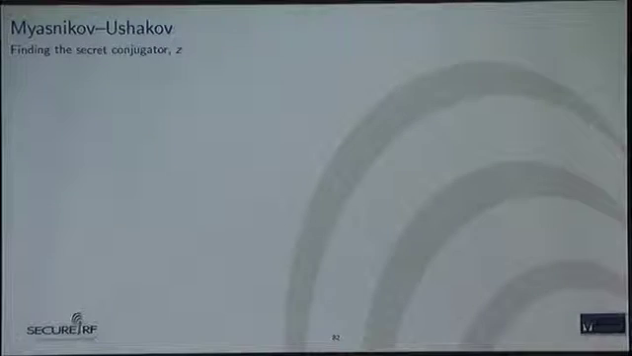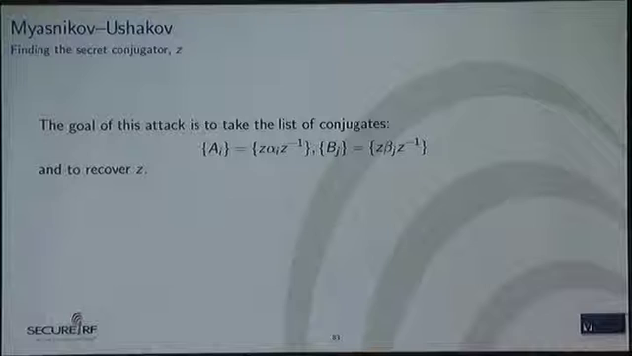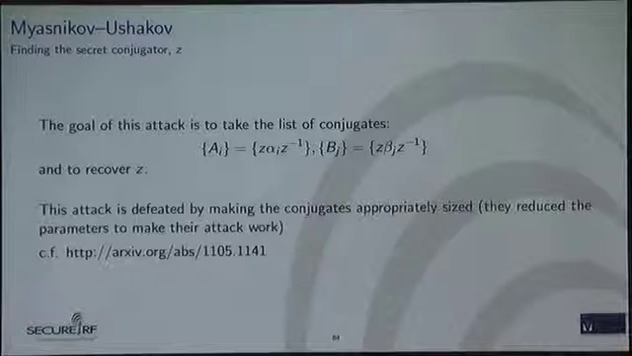So let me go into the first attack. That first attack is trying to find that secret conjugator Z. Basically, it takes the 2 sets of conjugates, which are of the form Z alpha I Z inverse and Z beta J Z inverse, for Alice's and Bob's sets of conjugates, and using that data, it tries to recover Z. Basically, what they did here is that they took conjugates that are way smaller and reduced the size so that their attack works. If you make the conjugates the appropriate size, which is what we had done originally, their attack fails.